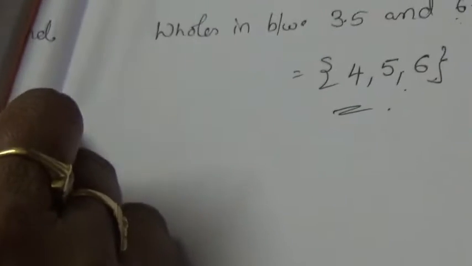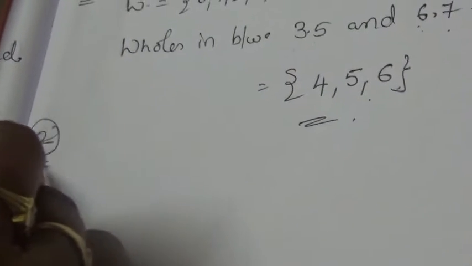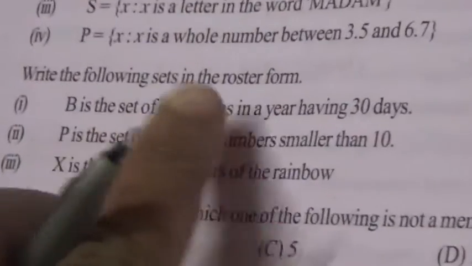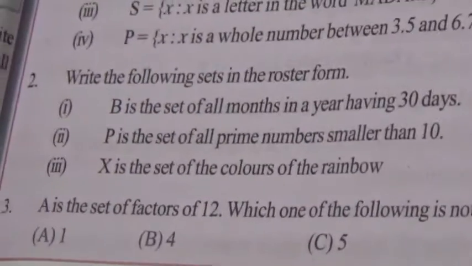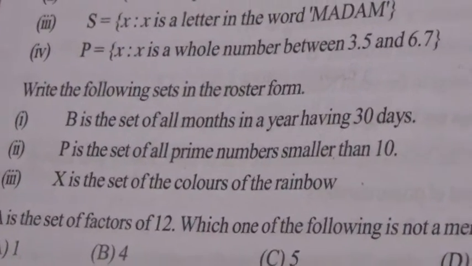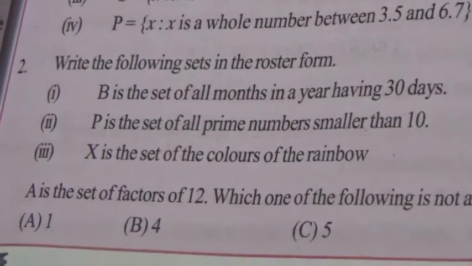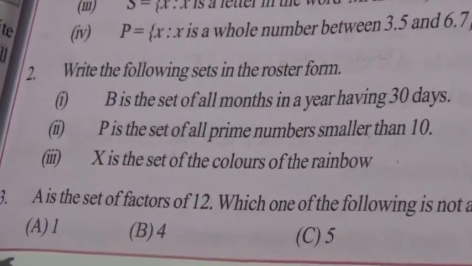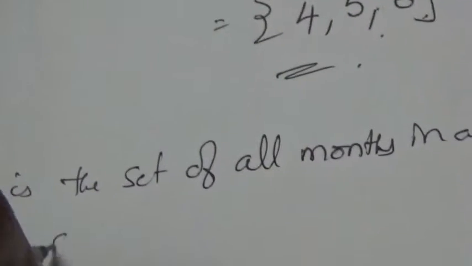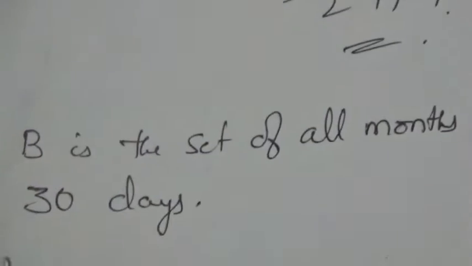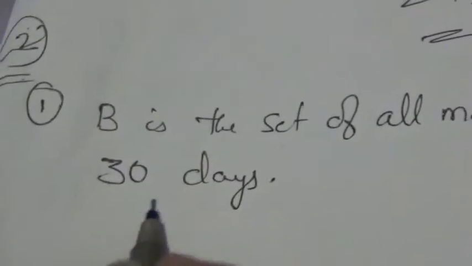So next, second Roman. Write the following sets in the roster form. In the roster form we have to write this set. The first one given here: B is the set of all months in a year having 30 days. 30 days. For an easy way we can identify this like this.